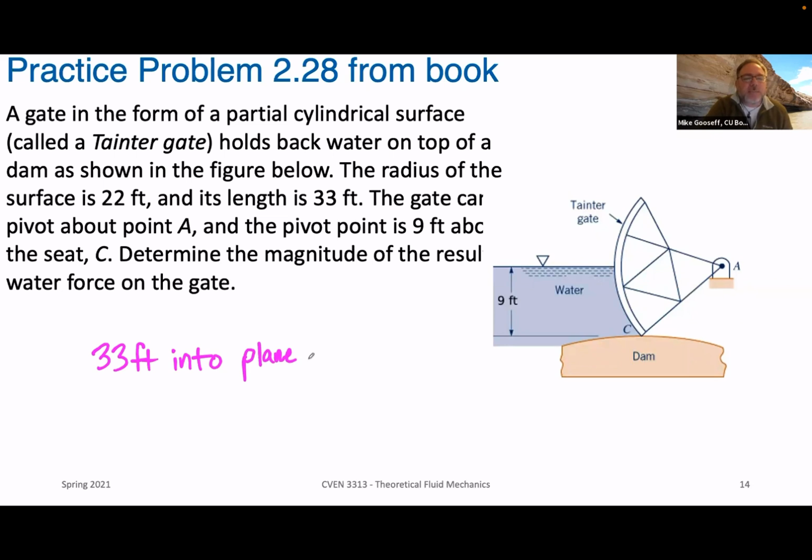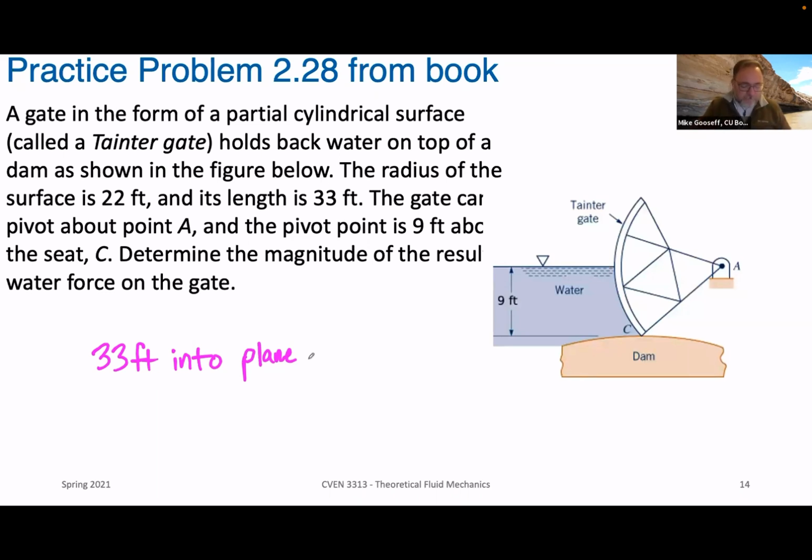The gate can pivot about point A, and the pivot point is 9 feet above the seat at C. Determine the magnitude of the resultant force on the gate. Okay, so all we're looking for here is FG. I want to draw a diagram for us to use, but I want to do it on the next slide so that we get all of this geometry just right.